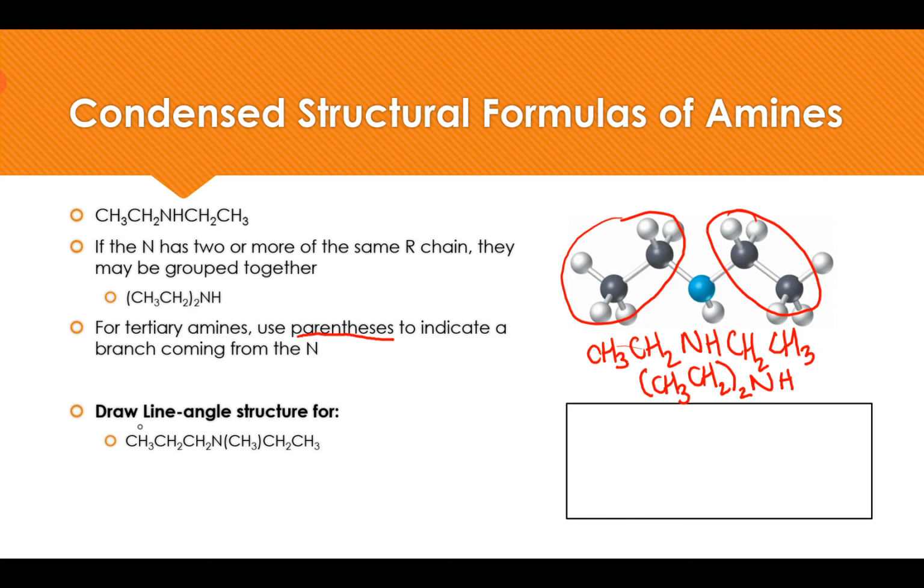All right, let's go over this. So I'm supposed to be drawing a line angle structure. I can see that we start off by drawing 3 carbons. And so that's 1, 2, 3. Now I have to draw a bond to a nitrogen. This is in parentheses, and so this indicates a branch that comes off the nitrogen. So that's a methyl group. And then I have an ethyl group. And so I go 1, 2. And so I have 3 carbons over here, a methyl hanging off of it, and then an ethyl hanging off of it.